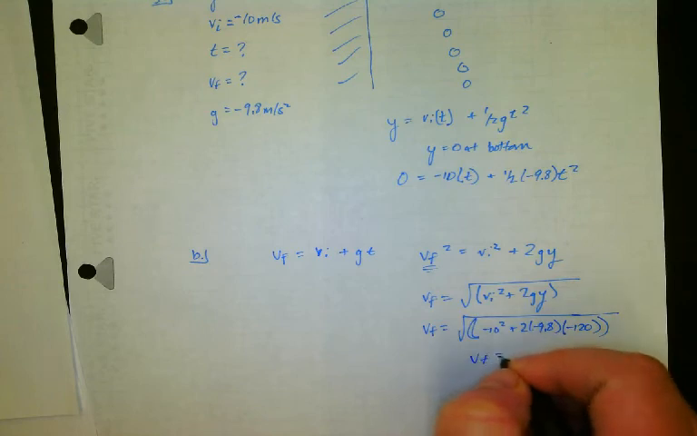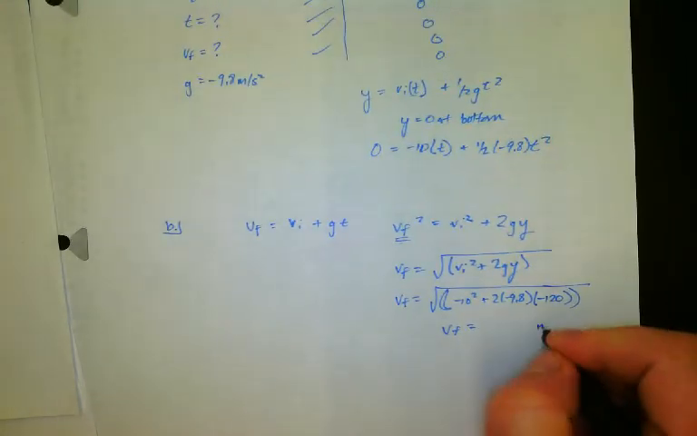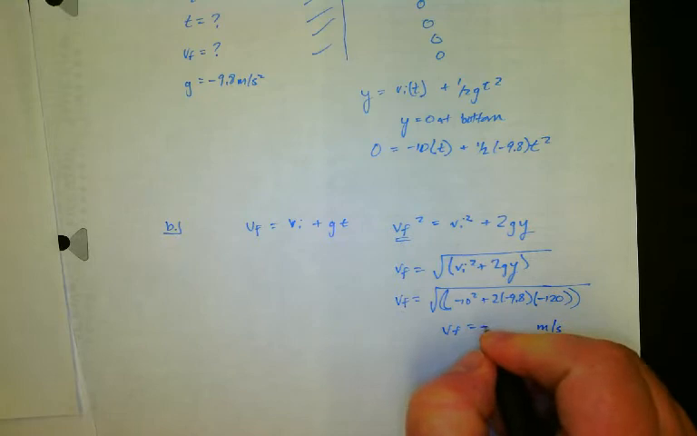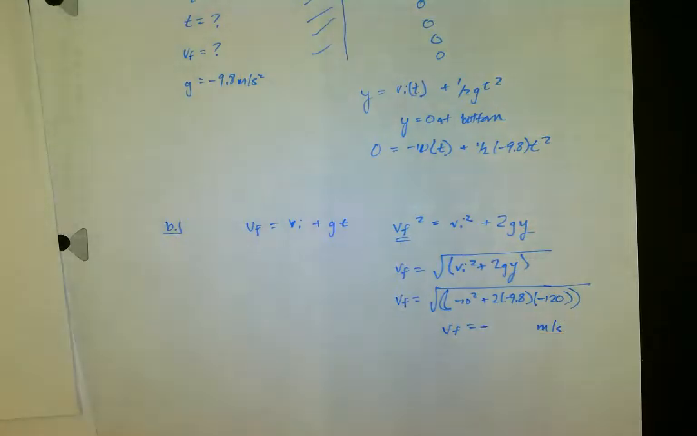Okay, and VF comes out to be what? It's going to be negative. We're going to have to be certain to put that negative sign in there because it's going down. Does anybody want to share their answer? Naomi, what did you get?